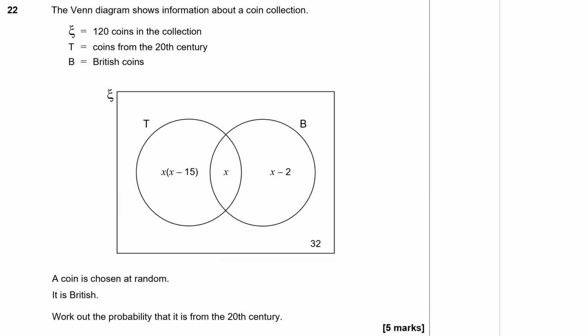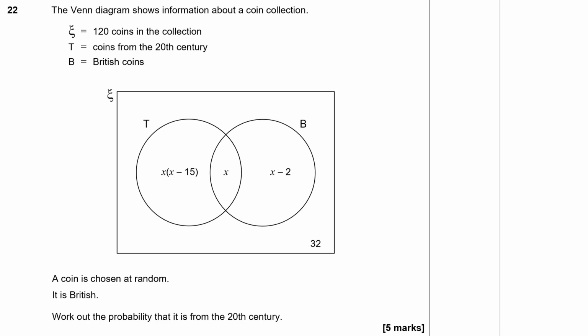Question 22 has got a Venn diagram showing information about a coin collection. We're told this curly E is the universal set, and there are 120 coins in the collection altogether. T is the set of coins from the 20th century, and B is the set of British coins. So obviously there's an intersection where the British coins from the 20th century are. We're told that a coin is chosen at random. It is British. Work out the probability that it's from the 20th century.